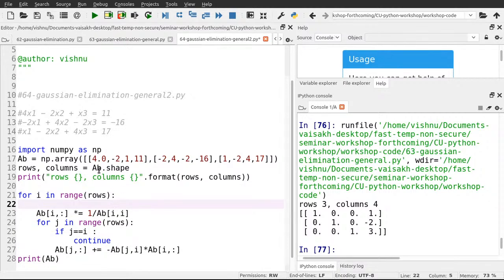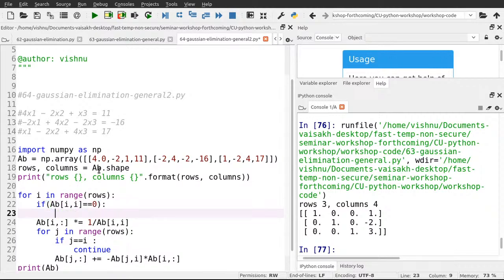So the first thing we need to check is if ABII is 0 or not. If ABII is equal to 0, what is it that we need to do? We need to go through all the next rows. Previous rows we should not touch, because previous rows we may have already handled. Only the rows from that point onwards we need to check.